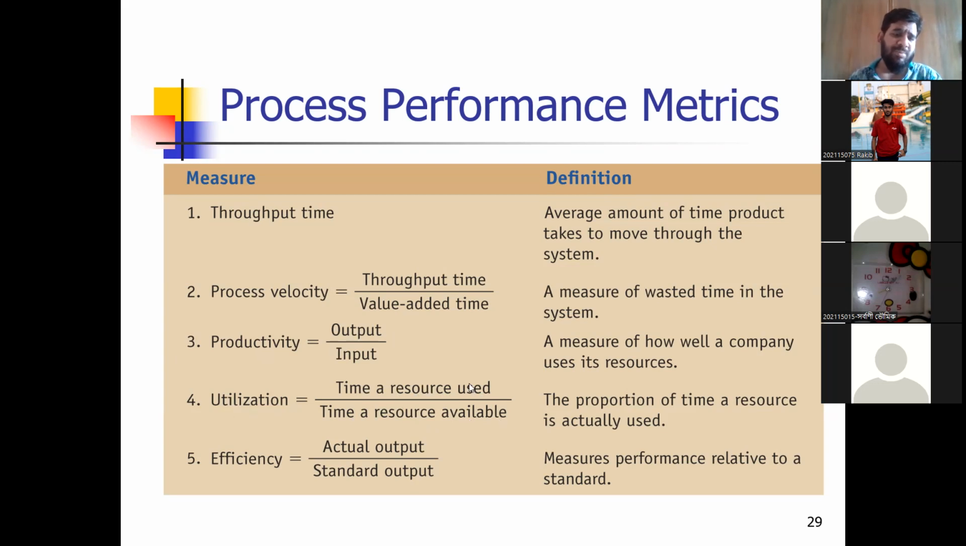Time and resource used means the output. This is also actual output. Productivity also uses the word actual output. The same thing is here. Time and resource used means, what does it mean? Actual output, divided by time or resource available.